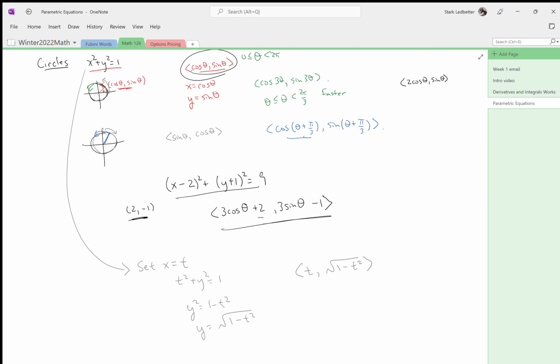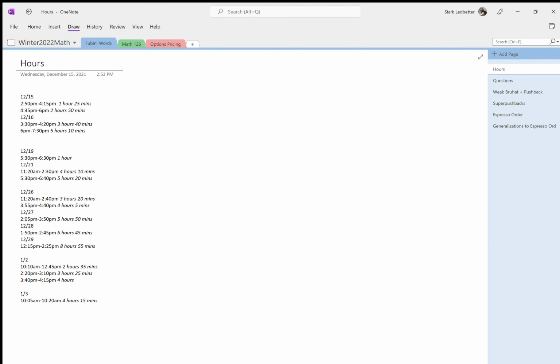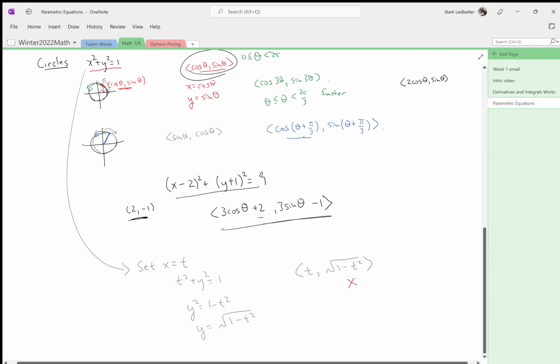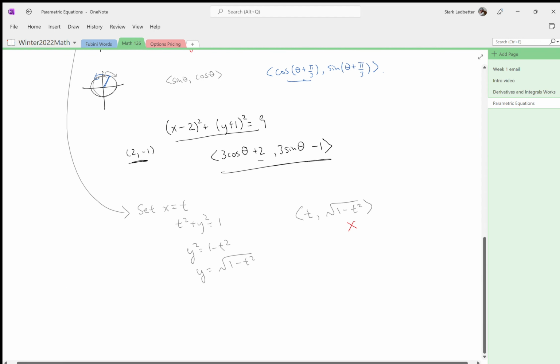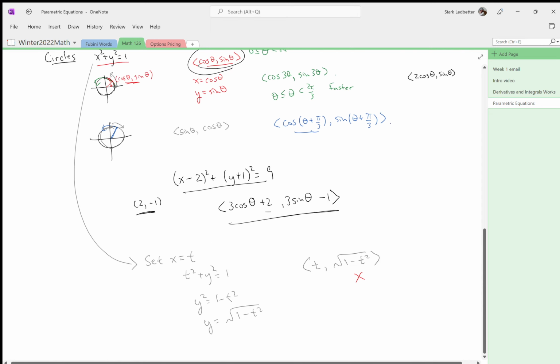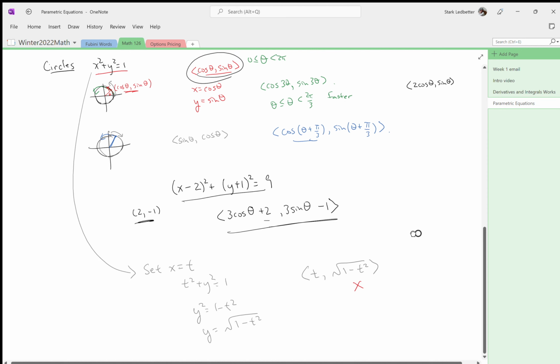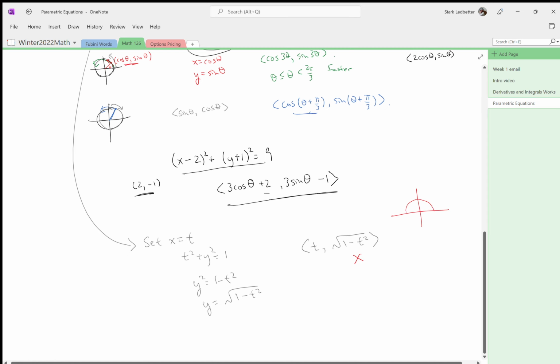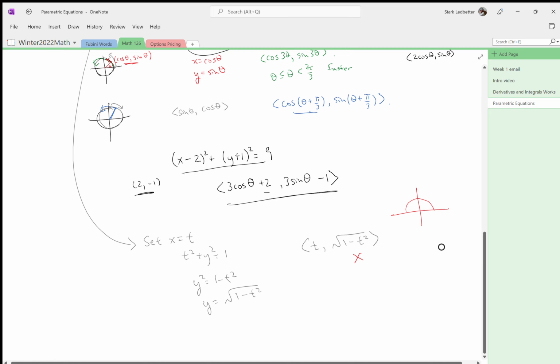That's very, very wrong because the y-coordinate is always non-negative. So I don't get the whole circle. I only get the top half of the circle. Okay. Well, you can fix it, you say, right? Just put a plus or minus. It fixes everything.